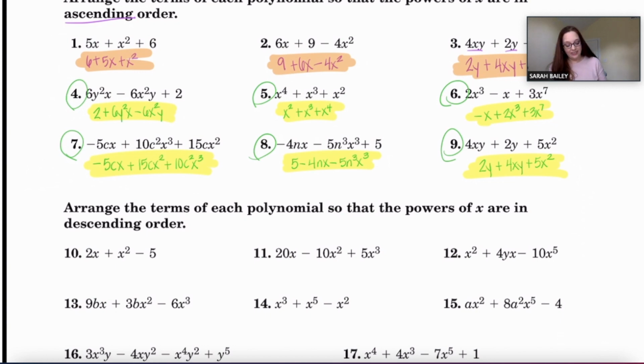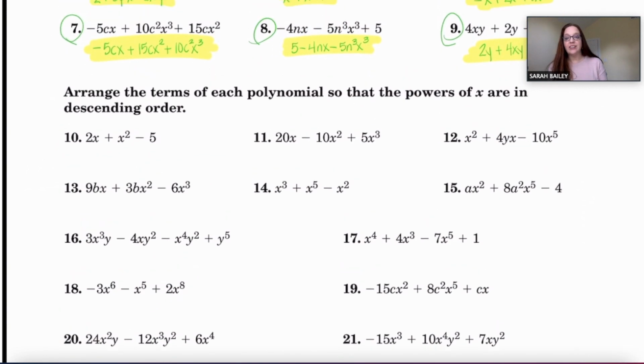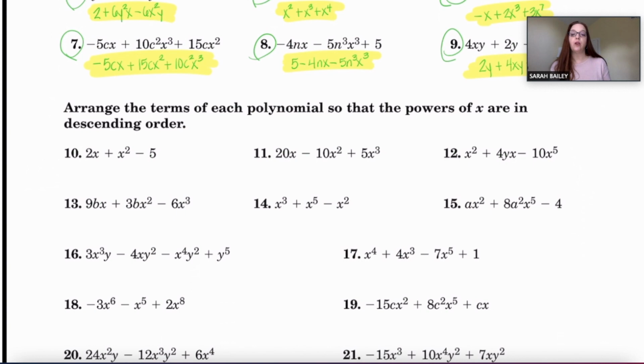All right, the next section is asking us to arrange the terms of each polynomial so that the powers of x are in descending order, okay? And descending, I'll underline that permanently. So descending order is like 5, 4, 3, 2, 1, like that. And that is actually traditionally how we do that. And remember, some of these are going to have more than just x as the variable, but you're only concerned with the x, the powers of x.